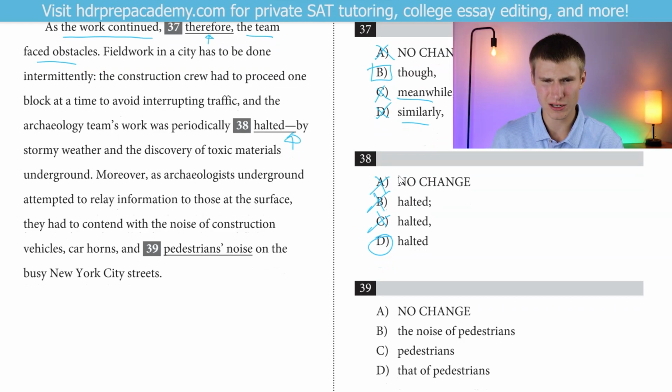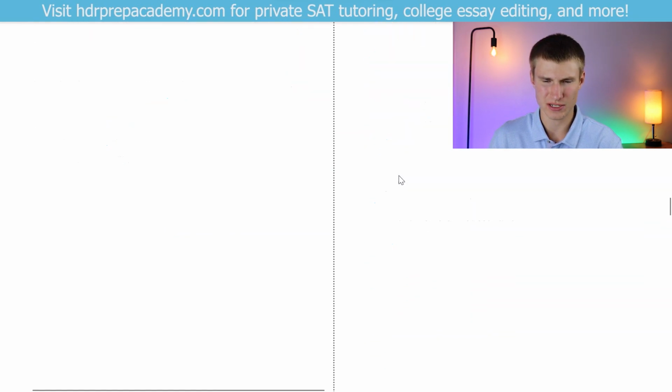So we have, moreover, as archaeologists underground attempted to relay information to those at the surface, they had to contend with the noise of construction vehicles, car horns, and pedestrians' noise. This noise applies to the construction vehicles, it applies to the car horns, it applies to the pedestrians. We don't have to say noise again. So therefore we can get rid of answer choice A, we can get rid of answer choice B. We don't have to say "of pedestrians," we can just say pedestrians to maintain that parallelism with car horns and construction vehicles. All right, on the busy New York City streets.